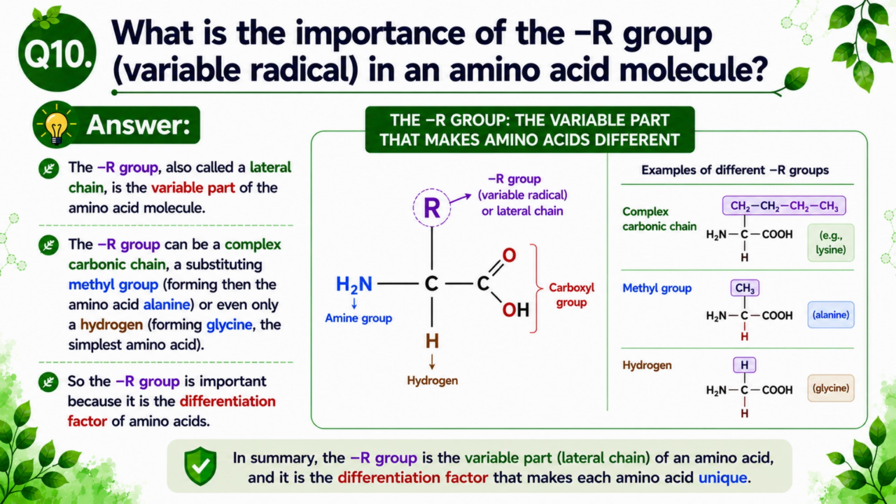Question number 10. What is the importance of the R group, variable radical, in an amino acid molecule? Answer. The R group, also called a lateral chain, is the variable part of the amino acid molecule. The R group can be a complex carbonic chain, a substituting methyl group, forming then the amino acid alanine, or even only a hydrogen, forming glycine, the simplest amino acid. So the R group is important because it is the differentiation factor of amino acids.